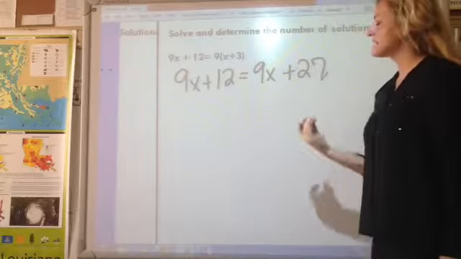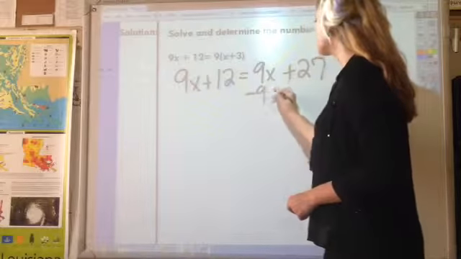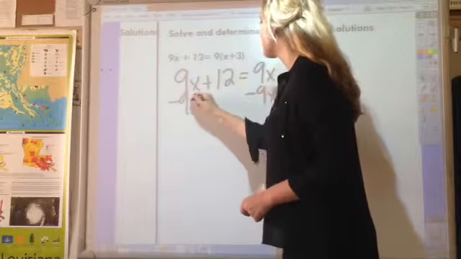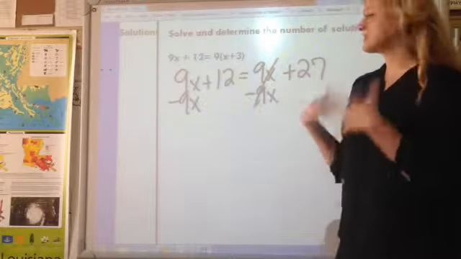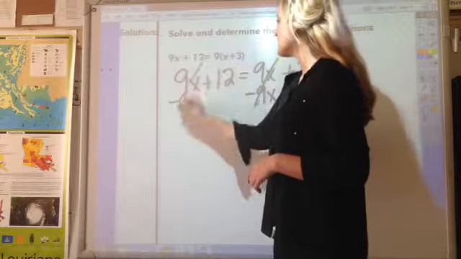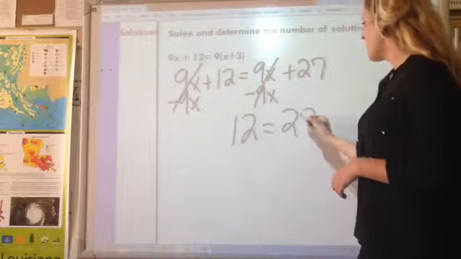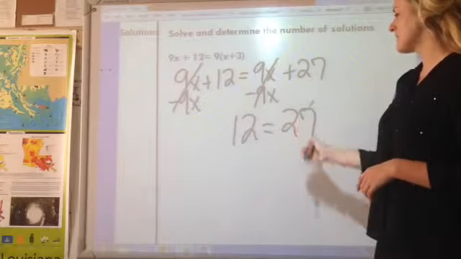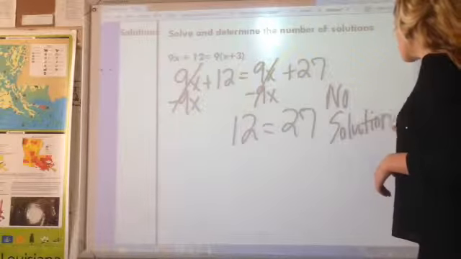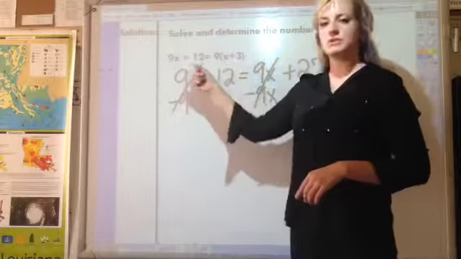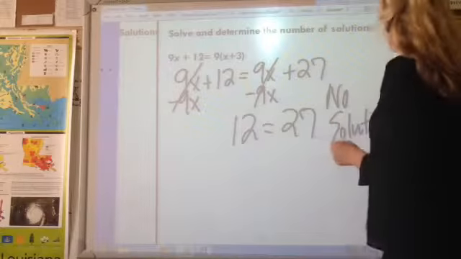I want to get the x's on one side of the equal sign by themselves, so I'm going to go ahead and subtract 9x from both sides. My 9x's will cancel out on this side because 9x minus 9x just leaves me with 0. And then 9x minus 9x will also leave me with 0. So I'm left with 12 equals 27. And since 12 is not the same thing as 27, that tells me that this problem has no solution. That means that there is not one number that I could plug in to make this equation true.